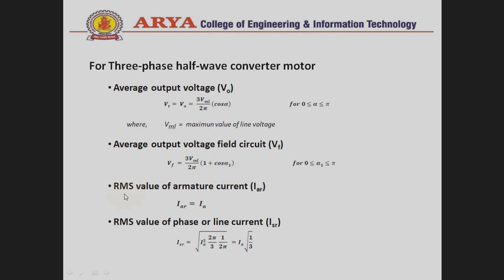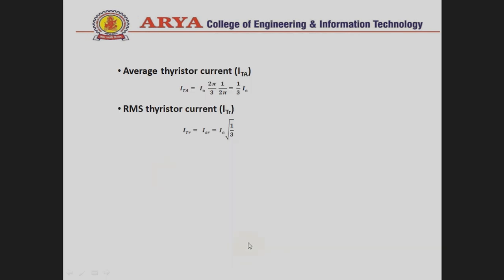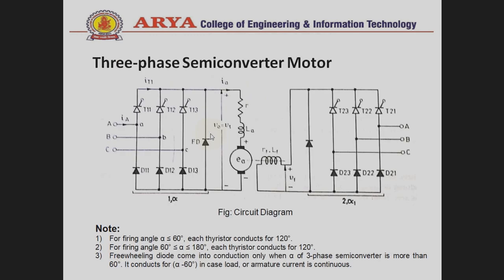semi-converter circuit. The RMS value of armature current is Ia, and the RMS value of phase or line current is equal to Ia times root 1 by 3. The average thyristor current is equal to 1 by 3 Ia, and the RMS thyristor current ITR is equal to the source current. It means line current equals source current.